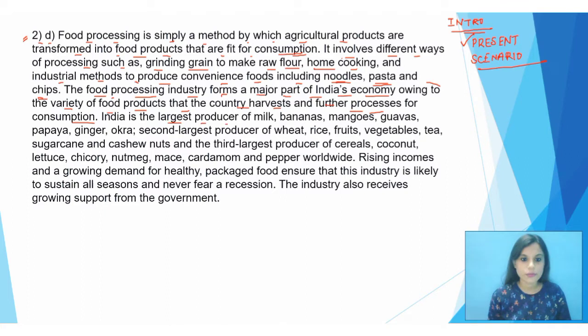India is the largest producer of milk, bananas, mangoes, guavas, papaya, ginger, okra, the second largest of wheat, rice, fruits, vegetables, tea, sugarcane, and cashew nuts, and the third largest producer of cereals, coconut, lettuce, chicory, nutmeg, maize, cardamom, and pepper worldwide. So you need to talk about what foods are leading to India's growth internationally.